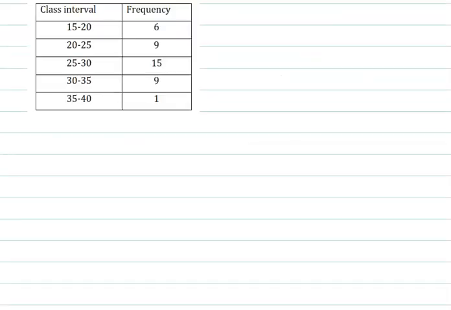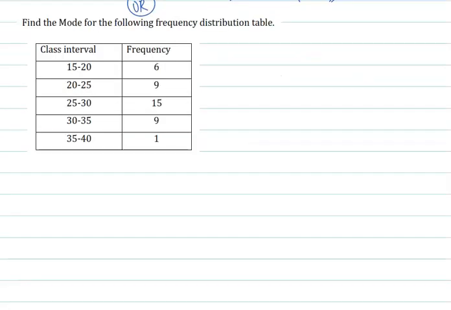Mode is very easy. I need to identify the modal class. Which is the modal class? The one with the maximum frequency. So this will become the modal class. The frequency of the modal class is called f1. The previous one is f0. The succeeding one is f2. So the lower limit of the modal class interval is 25. H is 5. Other things I have listed.